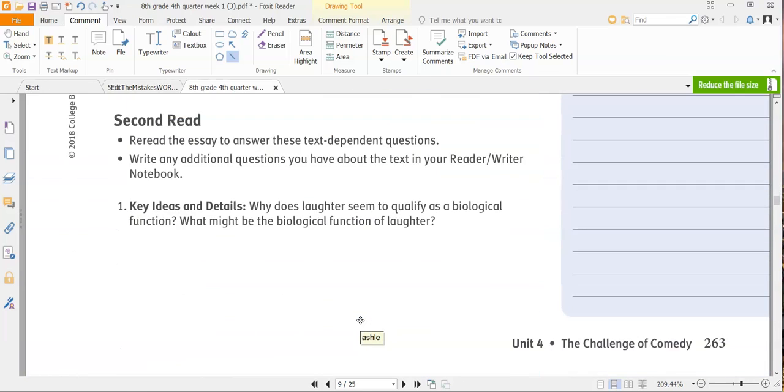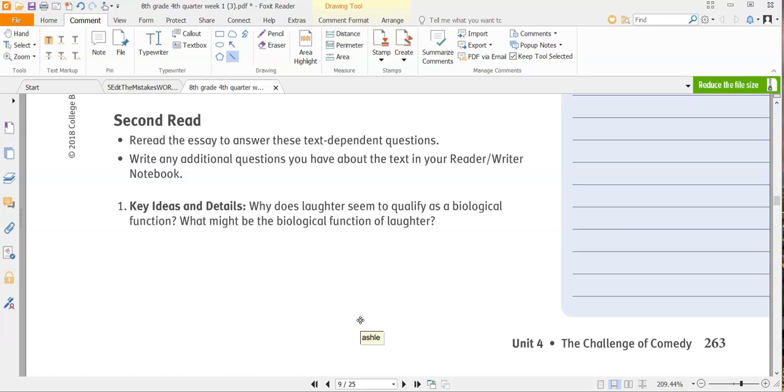When we get to the questions, this is how you're going to answer them. So the first one says, 1, key ideas and details. Why does laughter seem to qualify as a biological function? What might be the biological function of laughter? So what it's asking you here is, how is laughter like a bodily function? Biological means bodily. So it's asking, how is laughter like sleeping or eating or drinking or other things that our body needs to do in order for us to survive?